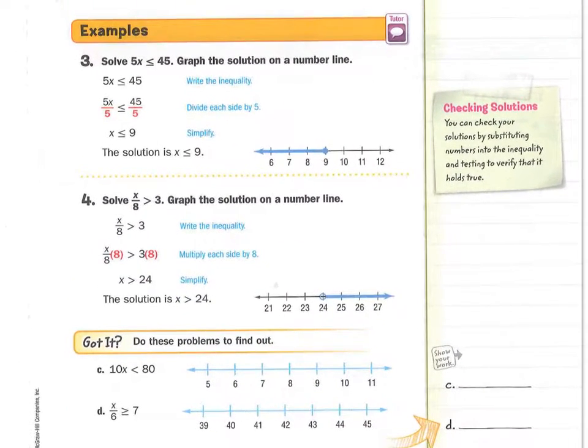Let's look at a couple of examples. Solve 5x is less than or equal to 45. Again, use the techniques that you have learned. Use your river. And if it's a multiplication equation like this, we divide both sides by 5 to balance the equation and get x by itself, and we get x is less than or equal to 9. We use a closed-in circle and go to the left.